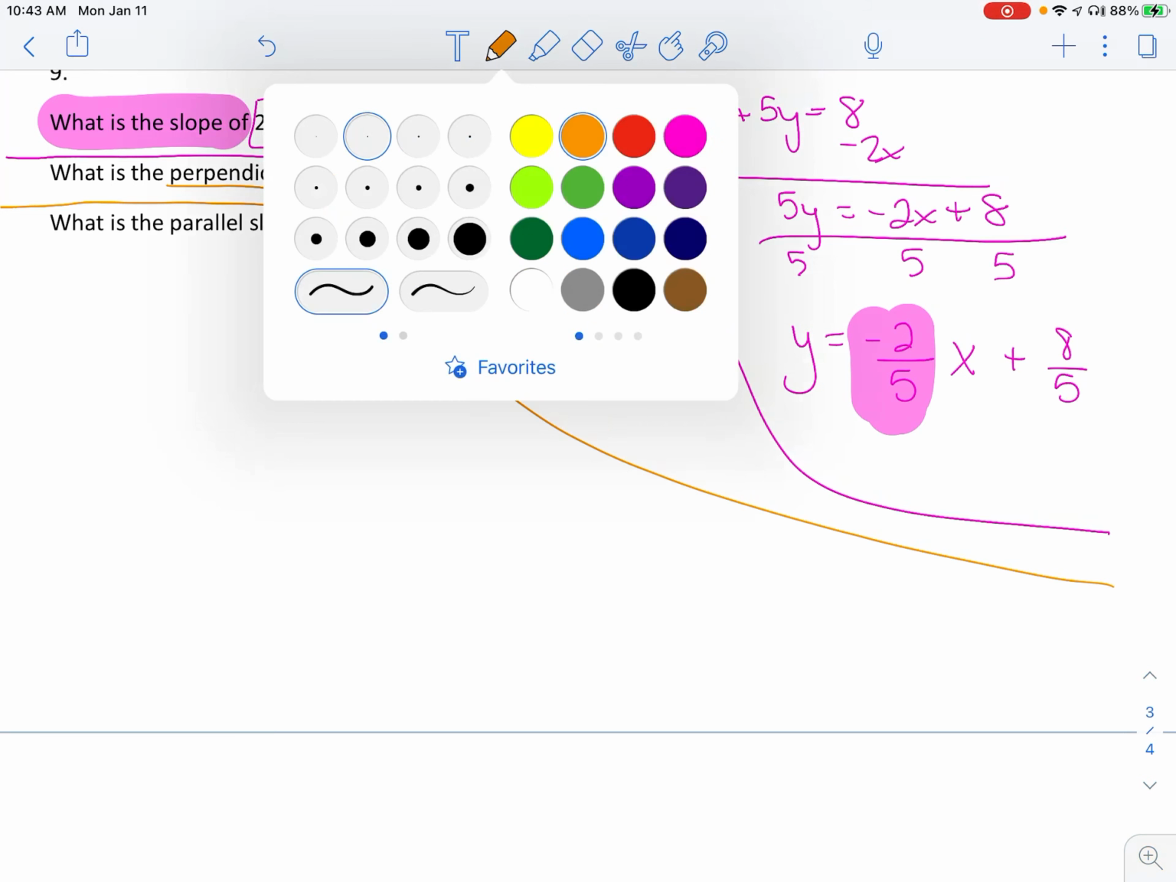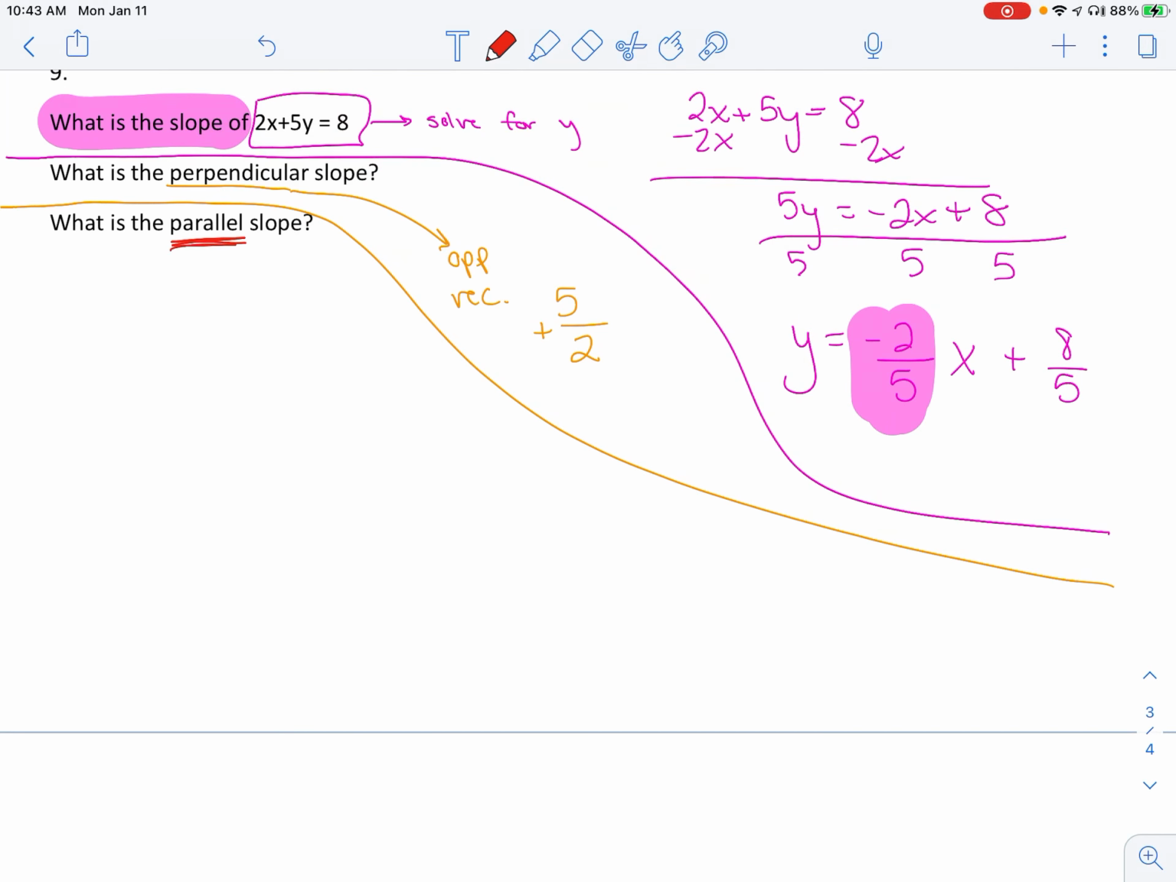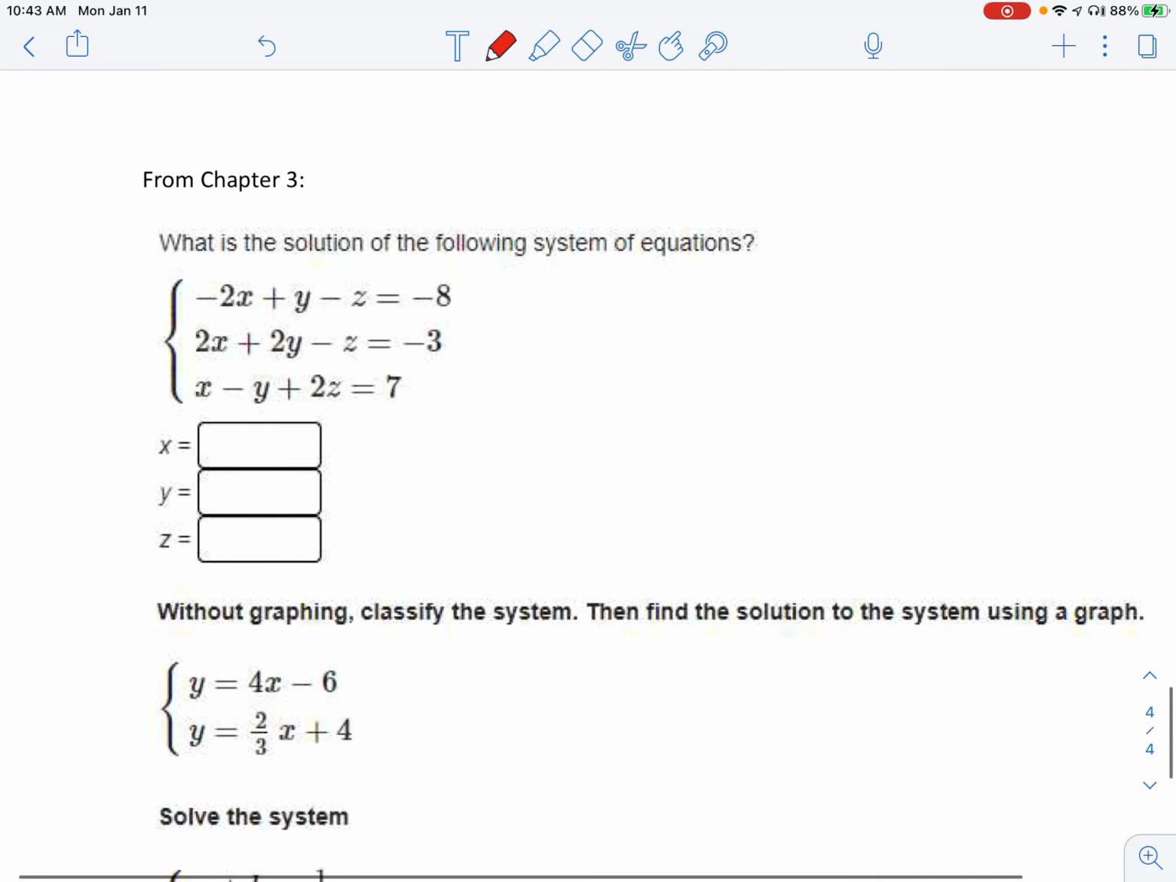Okay, now what is the parallel slope? So the word parallel means it's the same slope. So it's going to stay at -2/5. We're comparing it to the original. So perpendicular, +5/2, parallel, -2/5. And that is the end of chapter 2.